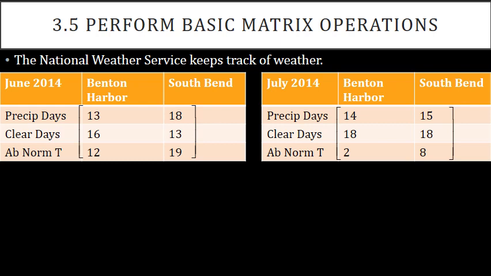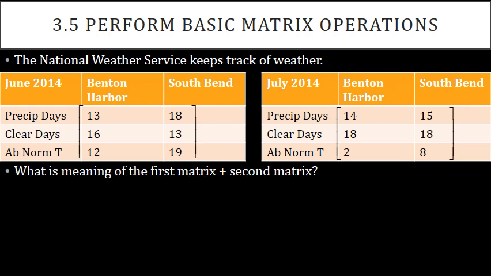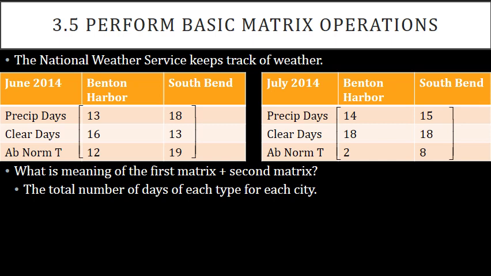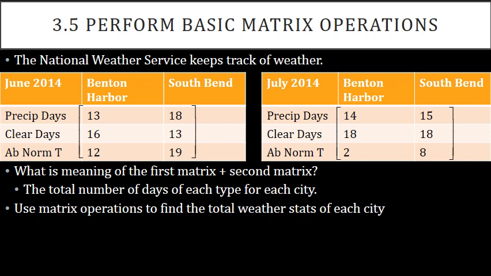Here's a word problem. The National Weather Service keeps track of weather. Imagine that. So we have days of weather in Benton Harbor and South Bend in 2014. Days of precipitation, days that are clear, and days with an abnormal temperature. So what is the meaning of the first matrix plus the second matrix? Well, since the first matrix is June and the second matrix is July, when we add them together, it'll probably give us the total weather for both months combined. Total number of days of each type of weather for each city.